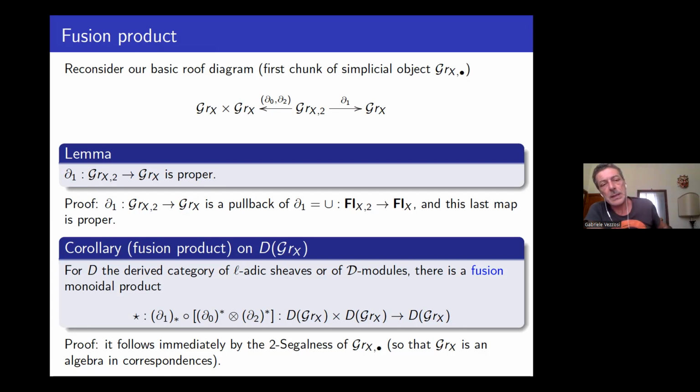Well, if this is the derived category of L-adic sheaves or of D-modules, then there is a fusion monoidal product, which is defined using the correspondence that is written at the beginning of the slides by pull-push. And the fact that it's a monoidal structure follows immediately from the fact that Gr_X bullet is 2-Segal. So in particular, equivalently, it's an algebraic correspondence. So when you go to sheaves on that, automatically you get by pull-push a monoidal structure. Okay.